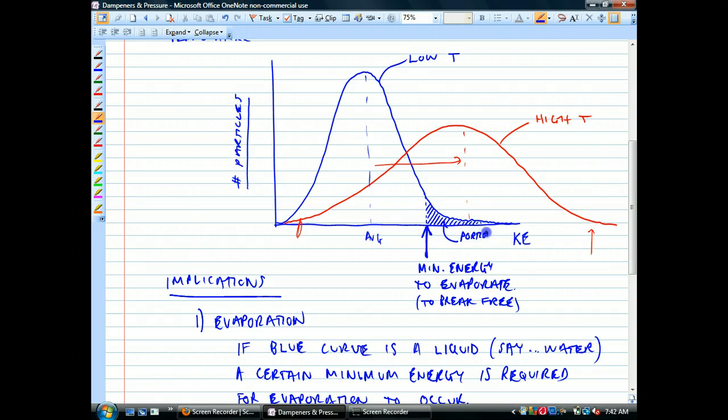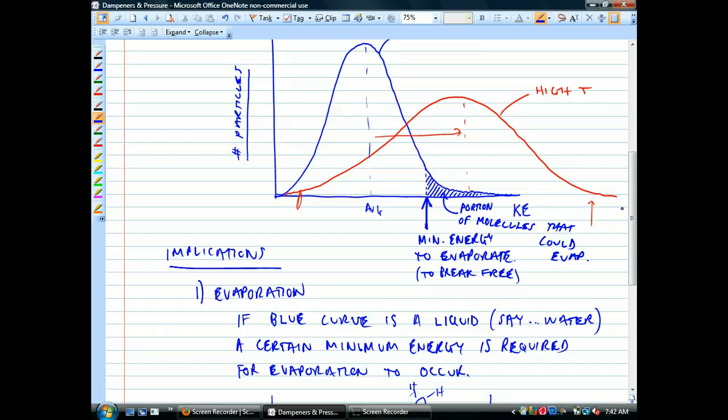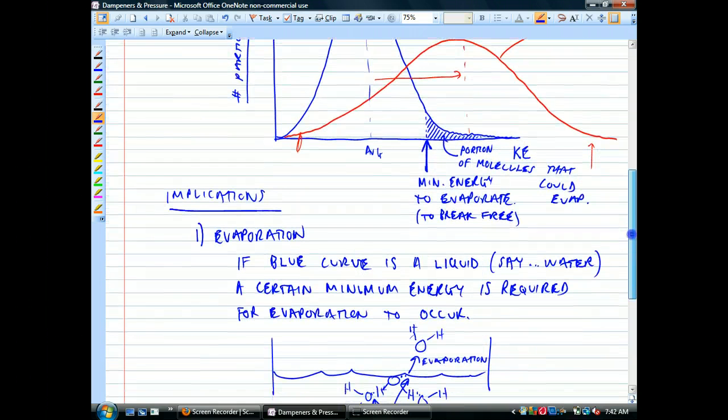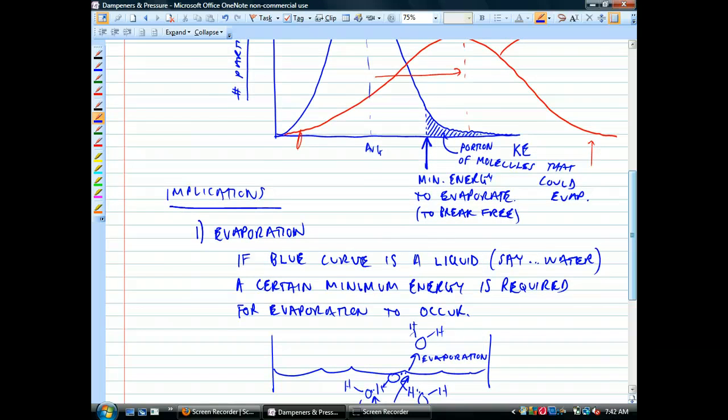So this, we could say, is the portion of molecules that could evaporate. This is why evaporation happens at all temperatures, not just the boiling temperature. So this is why evaporation happens at all temperatures, because at all temperatures you've got at least a small portion, even if it's just way up here in the upper tail end. You've got at least a small portion that have enough energy to break free of the surface, even at very low temperatures, even at near freezing. You've got a little bit.